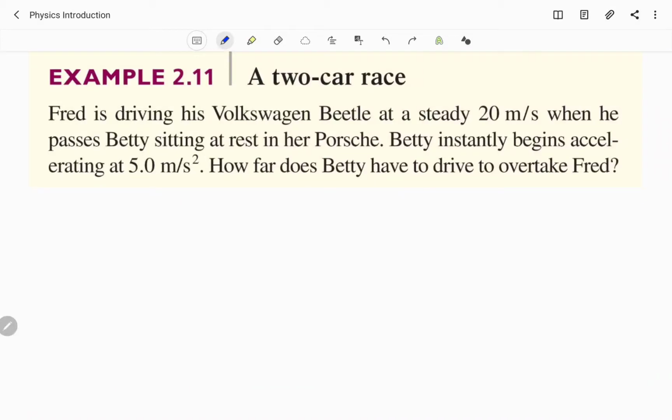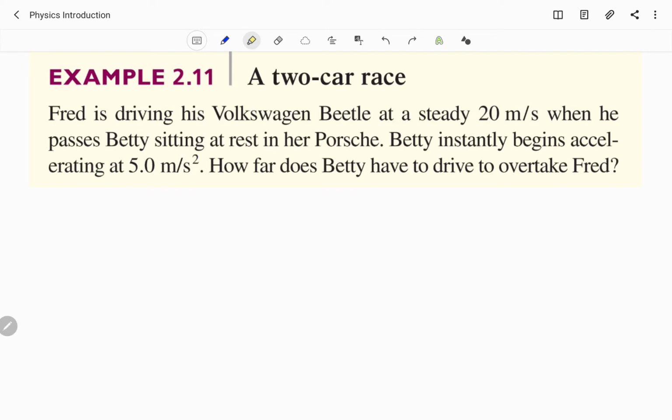Example about constant acceleration. So first of all, let's read the given of the problem very carefully and let's try to highlight important information. Fred is driving his Volkswagen Beetle at a steady 20 meters per second when he passes Betty sitting at rest in her Porsche.